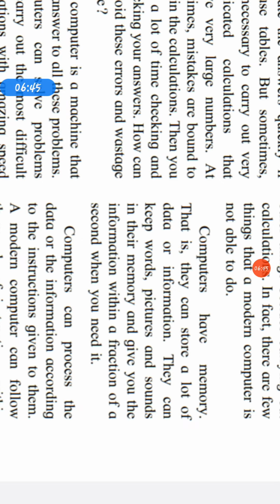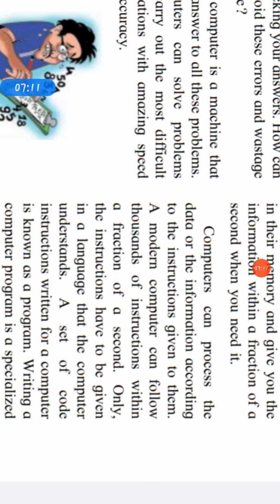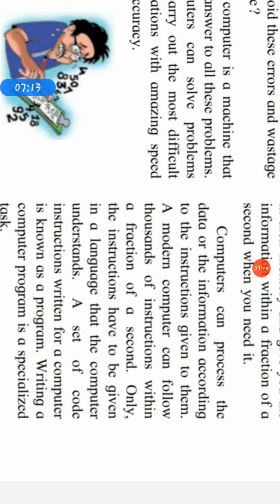If you store data in your computer, words, pictures, letters, sounds, movies, everything, they keep it in their memory, and when we need it, it gives all the information to us within a fraction of a second. A computer stores a lot of data in its memory, but how is it possible to keep that much data in that memory?